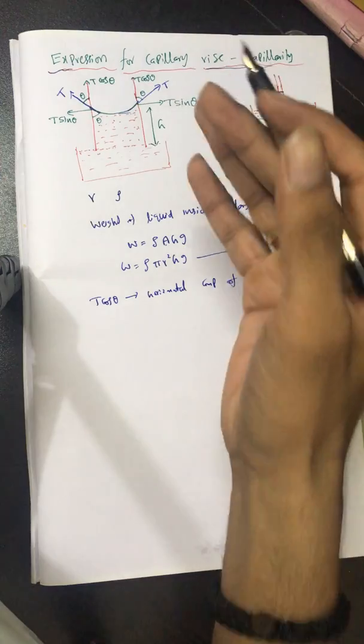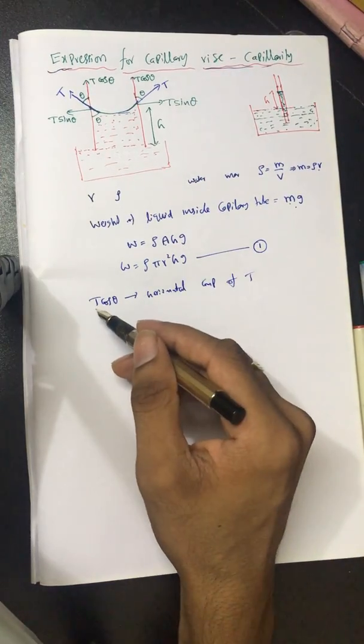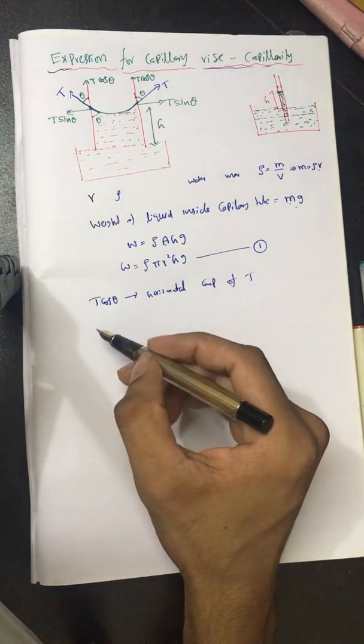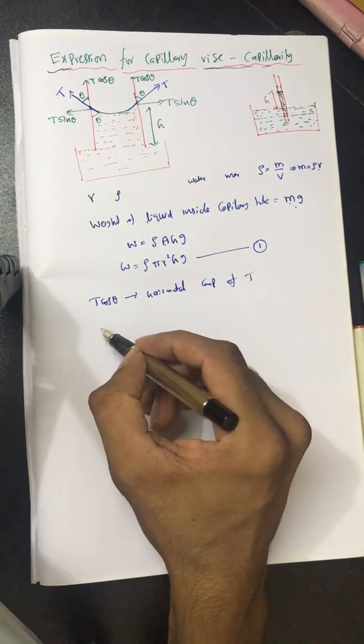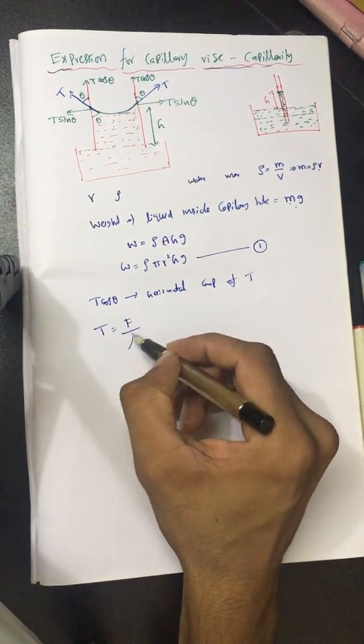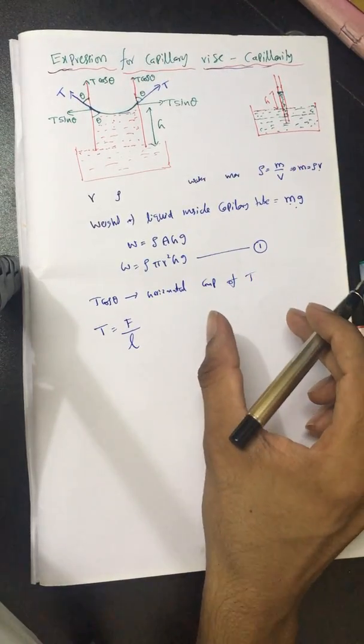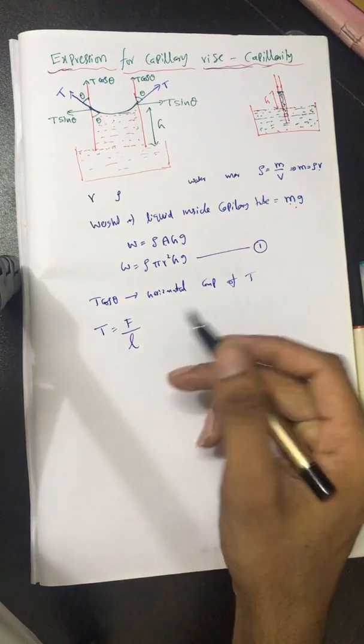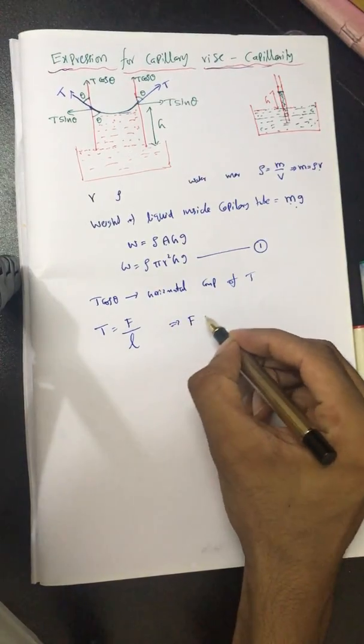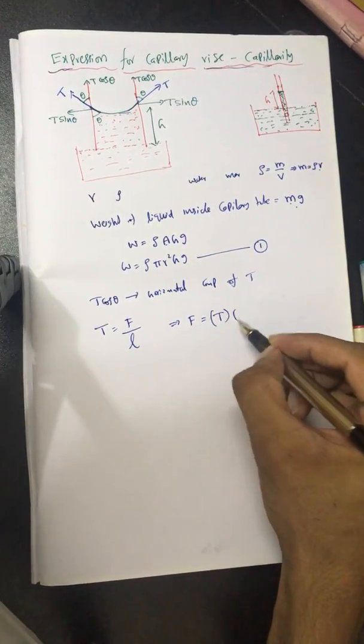Now, how much is the force? T is the surface tension. So we define surface tension as force acting per unit length. So this force, for a given imaginary line of certain length L, that is the force due to surface tension, is surface tension into length.